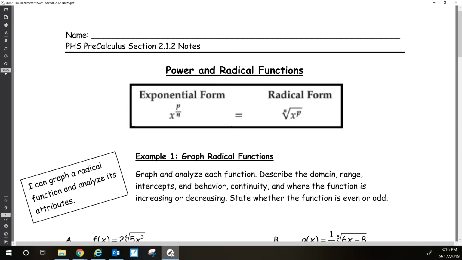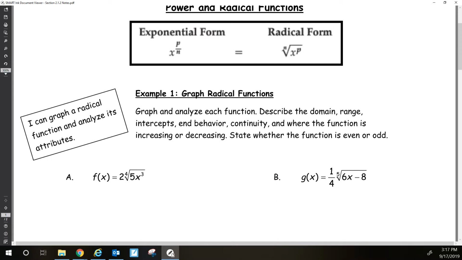We're going to take our radical function and put it into exponential form, so it's more like the power functions that we were looking at last night and today in class. Looking at this first one, this is the same thing as 2 times 5x cubed to the 1/4 power. Remember, the power outside the radical is like the first power, and the part that's in the radical is what goes down here.